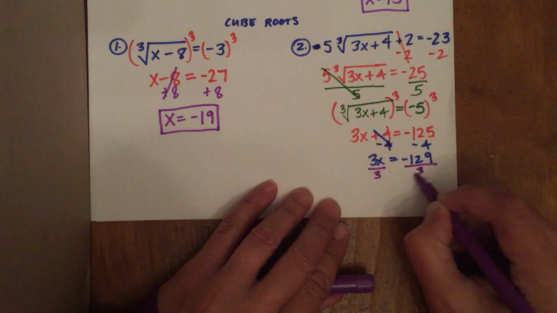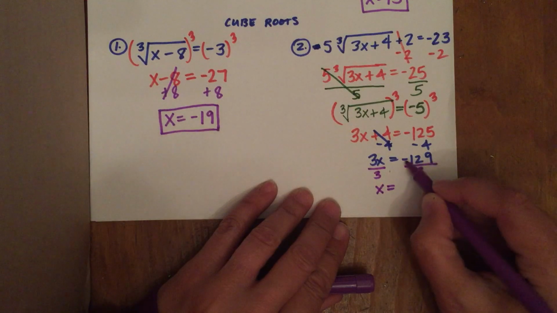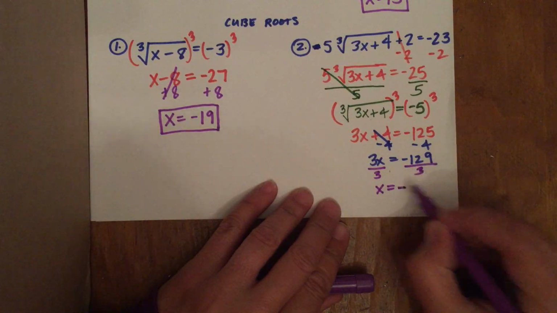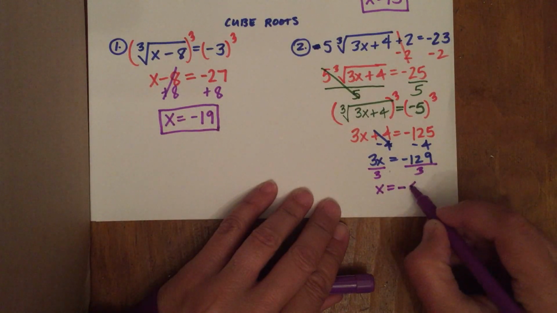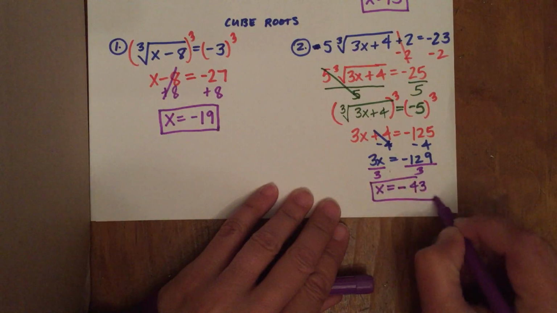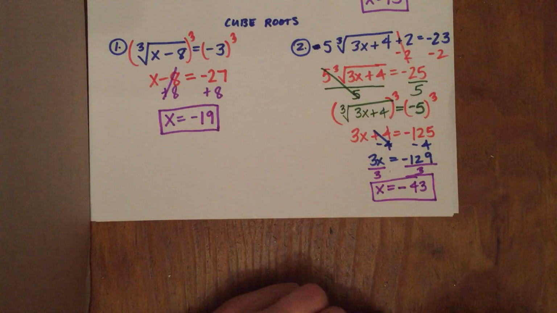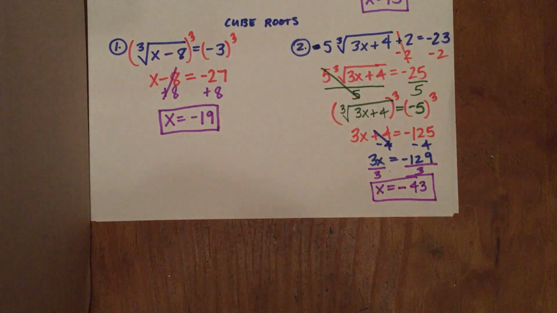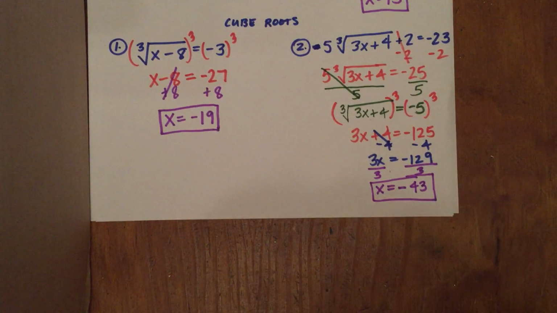So I'm going to divide both sides by 3. Negative divided by positive gives me a negative. And you get 43. So your answer is x equals negative 43. And that's how you solve equations with radicals with cube roots.